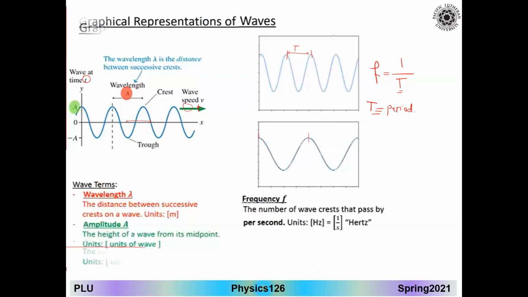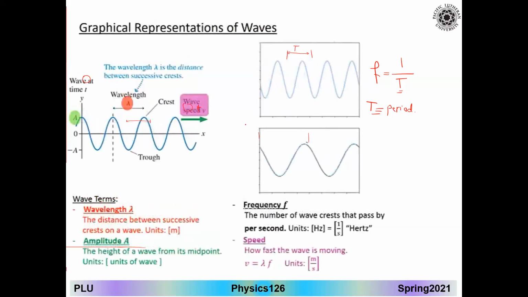The last terminology we're going to talk about is the speed, how fast the wave is moving. As a formula, it is lambda multiplied by the frequency. If you use the units, meters multiplied by 1 over time will be meters per second. That's how much speed it will be. So that's the graphical representation of a signal.